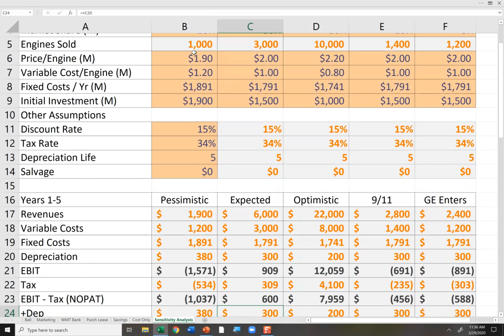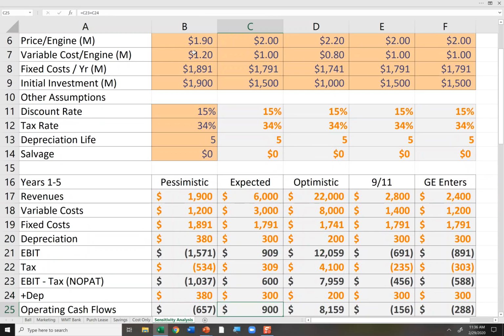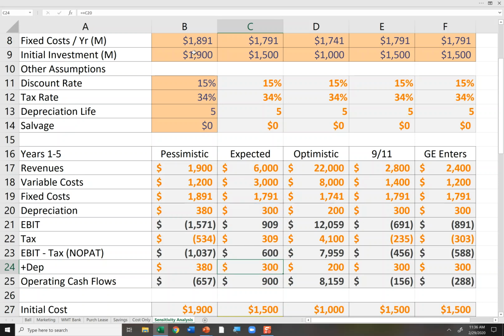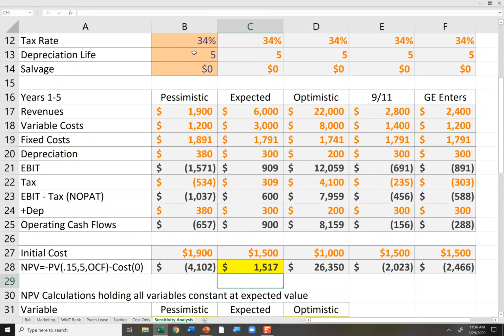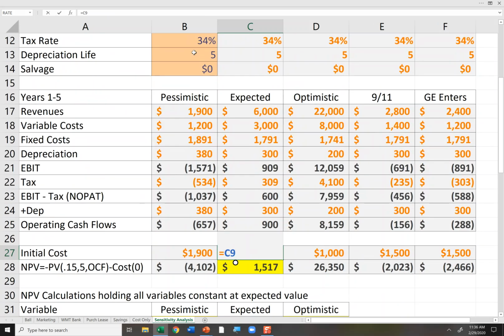So the base case scenario is I have revenues of 6,000, variable cost, fixed cost, depreciation. There's my EBIT. Subtract out taxes, got my EBIT after taxes. Add back depreciation, I have my operational cash flows. I'll then look at my initial cost today of $1,500, and I'll calculate an NPV.